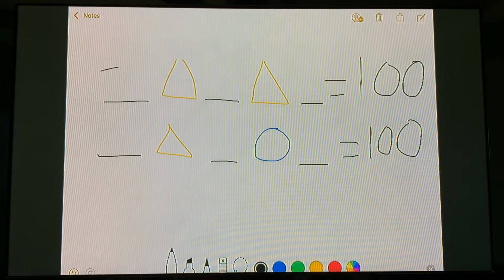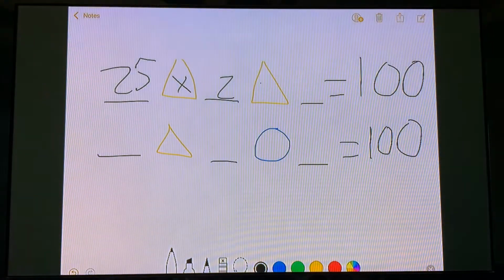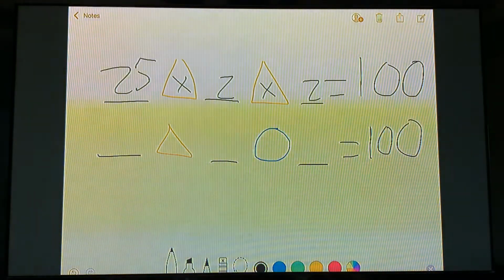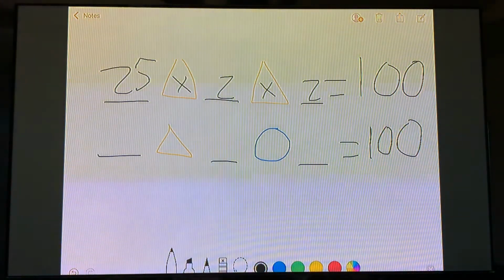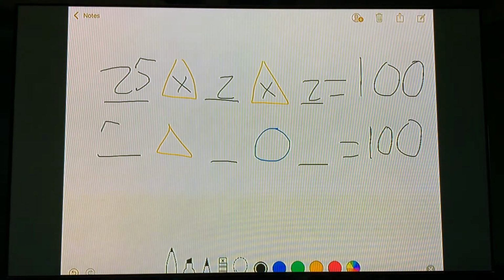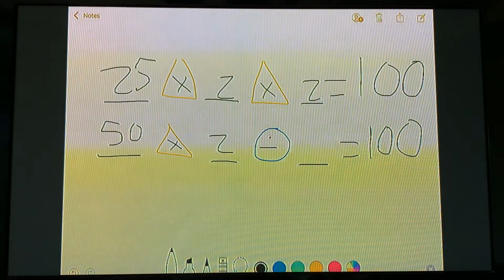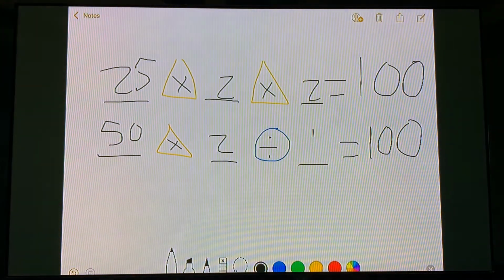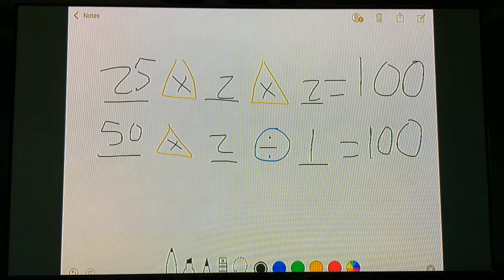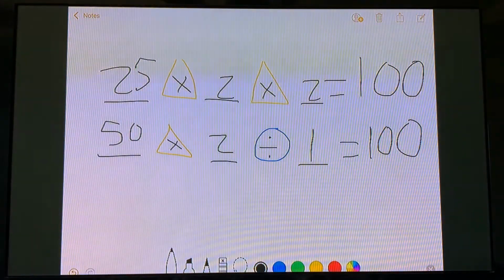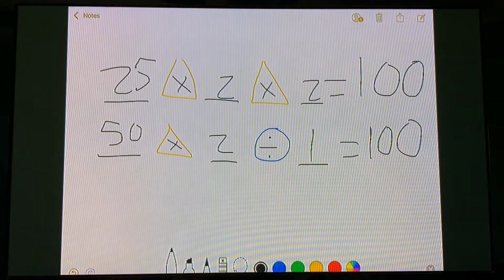So let's say, for example, we put 25 in this first one, and we say times 2, and then we multiply that again times 2. So 25 times 2 would be 50, times 2 would equal 100. On the second equation, we could put in 50 times 2, and then divided by 1. Right? So 50 times 2 would be 100, divided by 1 would equal 100. So that's just an example of how we could use these types of equations to help us solve using multiple operations in the same equation.